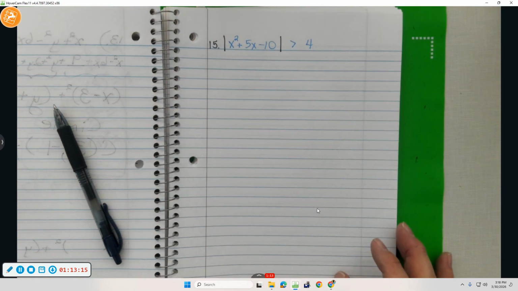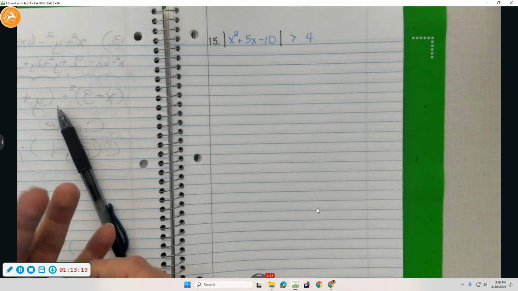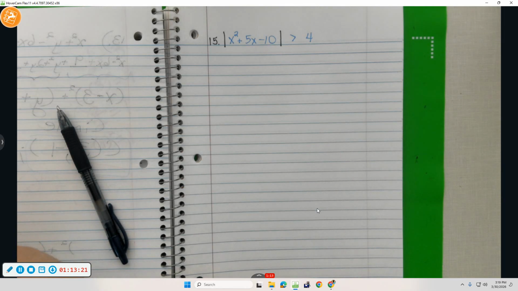Anytime you're solving an inequality, you're going to be using the cut point method. Here, there's no denominator cut points.